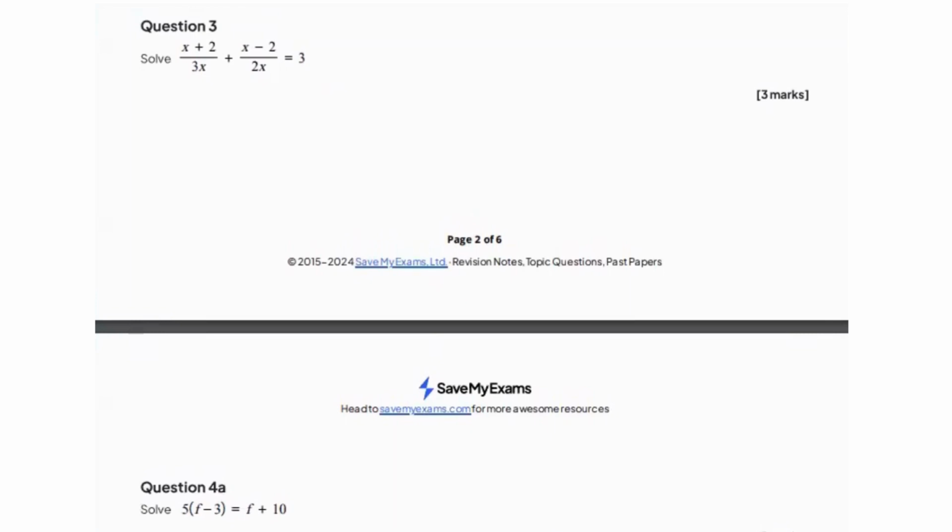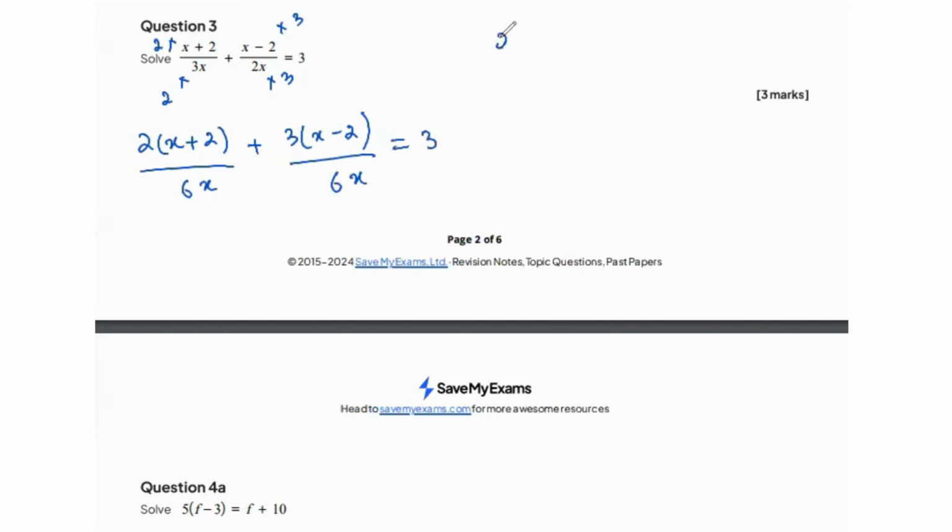Question 3 is pretty much the same. The only difference is that now in the denominator we have a variable as well. So we will multiply the first fraction by 2 and the second fraction by 3. So that's going to be 2 times x plus 2 over 6x plus 3 times x minus 2 over 6x equals 3. Expand the brackets, so 2x plus 4 plus 3x minus 6 divided by 6x equals 3.